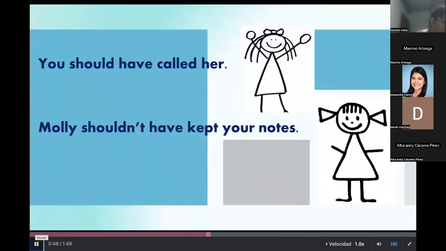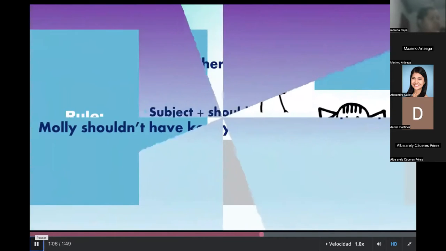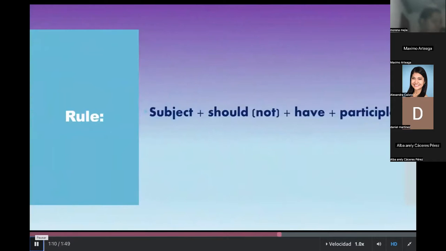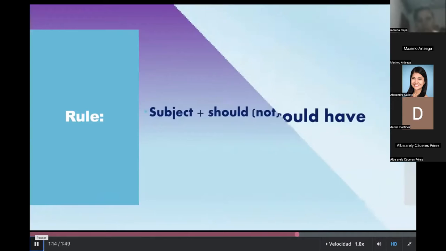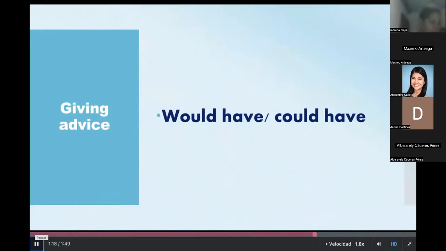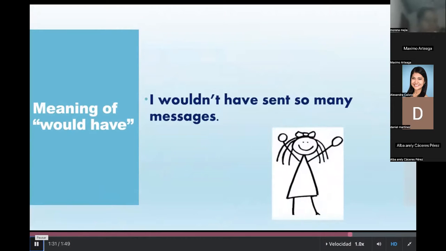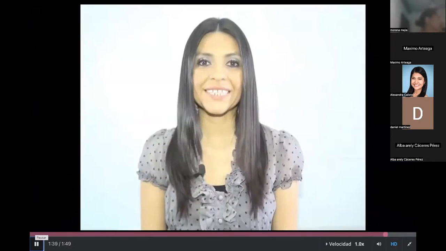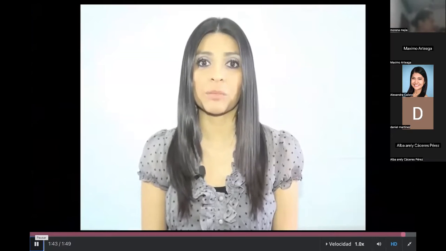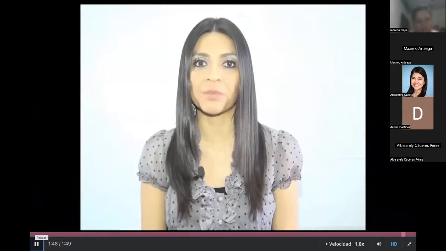In the example, you should have called her. Molly is giving an opinion. She thinks Michi was wrong to send emails. Molly shouldn't have kept your notes. Michi is giving an opinion. She thinks Molly was wrong to keep the notes. This is the rule. Subject plus should, not, plus have, plus participle. When giving advice, we may use would have or could have. I will explain the meaning of would have like this. I wouldn't have sent so many messages. Molly is imagining this hypothetical situation happening to her and saying she would have done things differently. This is the situation. There has been a misunderstanding about you at work with a workmate. Type in an opinion as well as an advice using past modals.